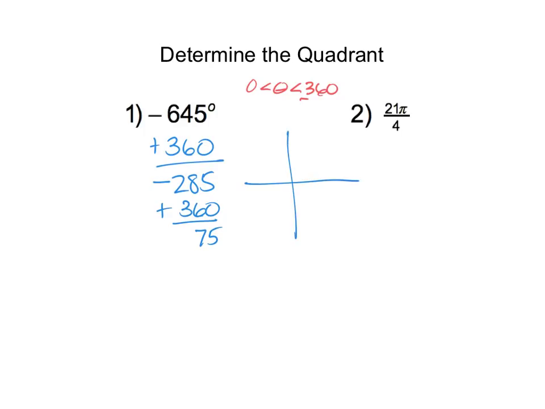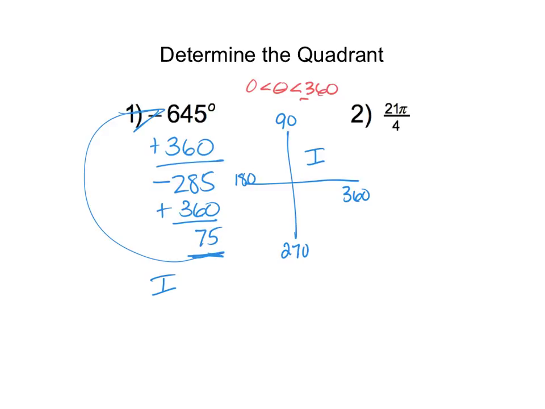Now I've got to picture my quadrants. My first quadrant ends at 90 degrees. Second ends at 180. Then my third ends at 270, and the fourth at 360. So the 75-degree angle, which is coterminal with negative 645, meaning the terminal side lands in exactly the same position, because I'm unwinding my angle, 75 degrees is in quadrant 1.